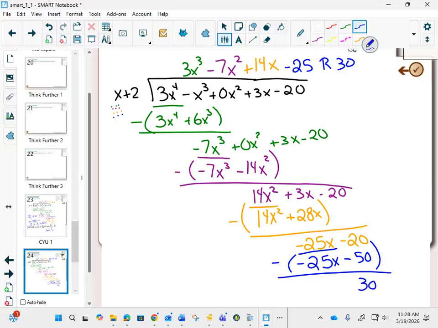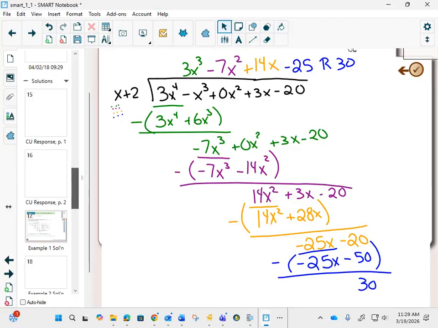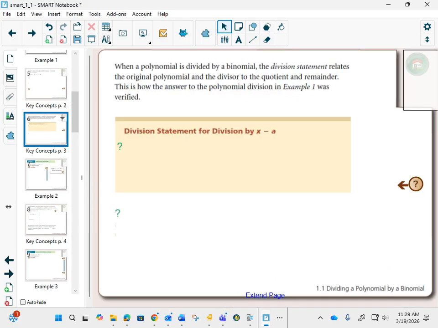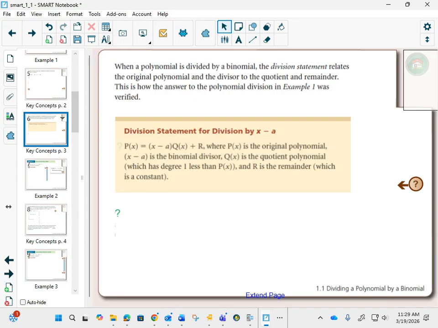Now, just like we did for the first question, we're going to write out what this answer means. But before we do that, they have formally done this on the page before. So look at page 4 at the box where it says division statement. And the division statement looks like this. You always take your original polynomial, which we'll call d. It's going to equal whatever you divided by.